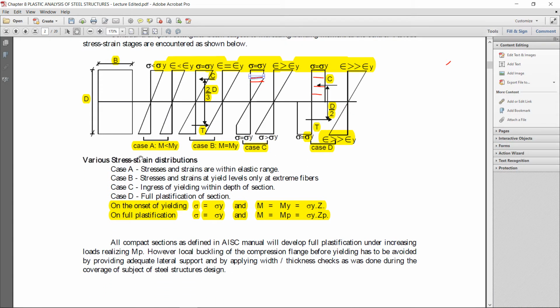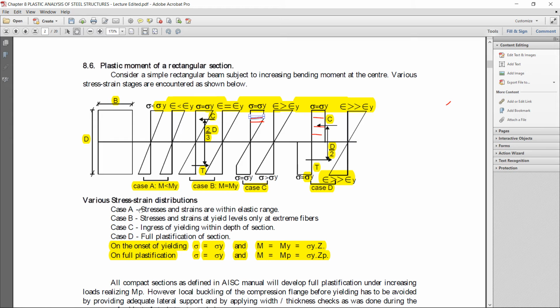Now various stress-strain distributions. Case A: stresses and strains are within the elastic range, less than yield. Case B: stresses and strains are at yield level only at the extreme fibers, meaning the stresses have just reached the yield point. Case C: ingress of yield, meaning entering of yielding within the depth of the section; from the top of the section the yielding starts and continues into the depth of the section.